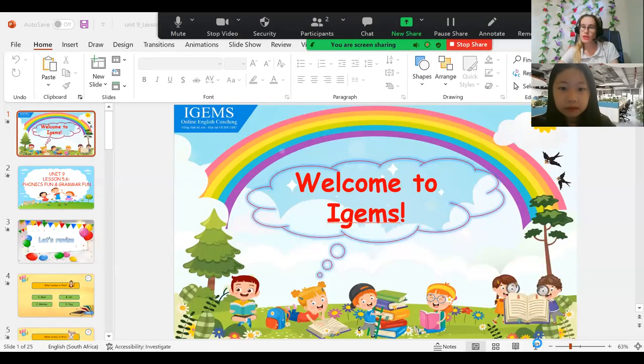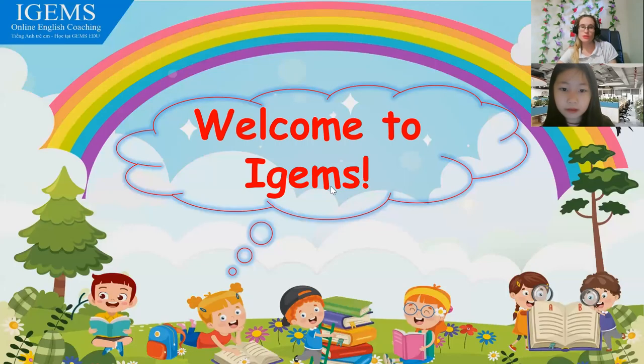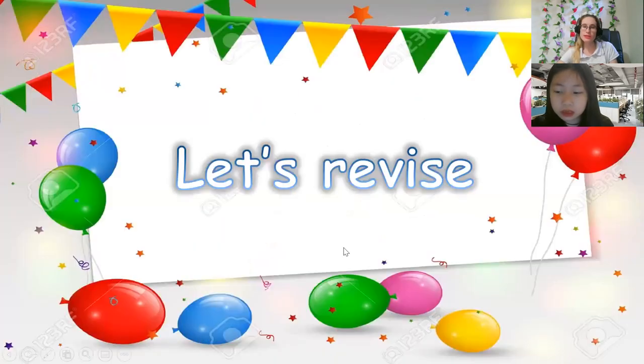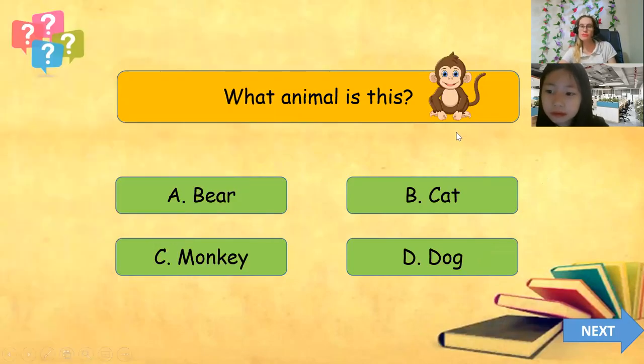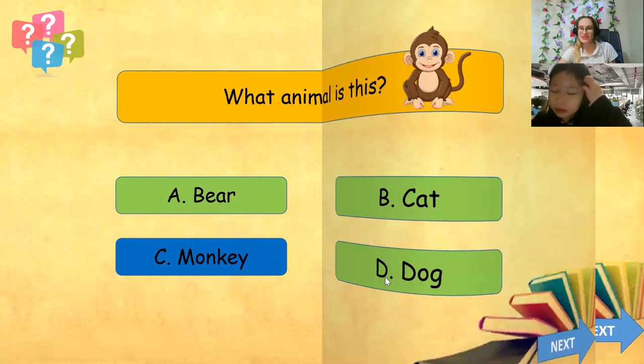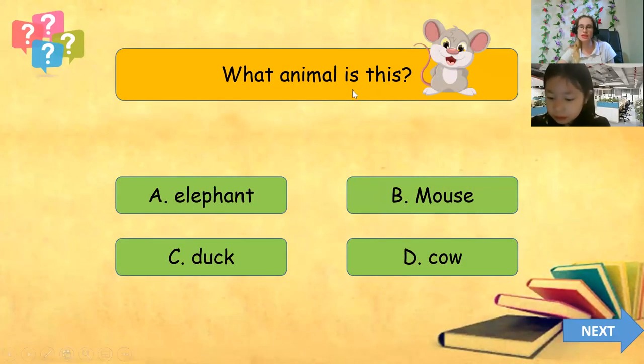Welcome back to my class, Unit 9, Lesson 5 and 6. Let's revise. What did we learn last time? What animal is this? A monkey. Good job. Monkey. Good work. What animal is this?